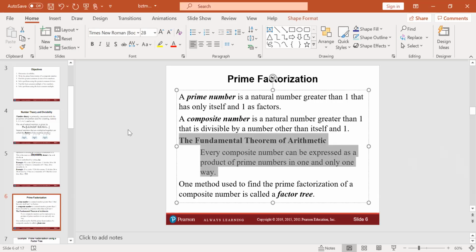Well, very quickly, we can get to something called the fundamental theorem of arithmetic. It states that every composite number, every non-prime number, can be expressed as a product of prime numbers in one and only one way. This is called the prime factorization of the number. We basically take a number and we break it down to its building blocks.